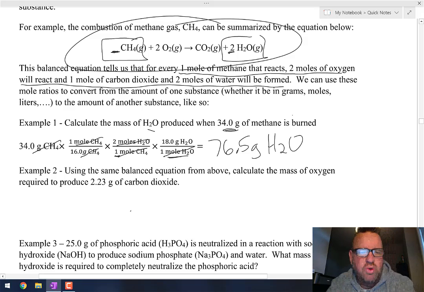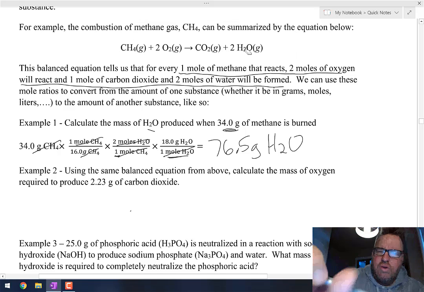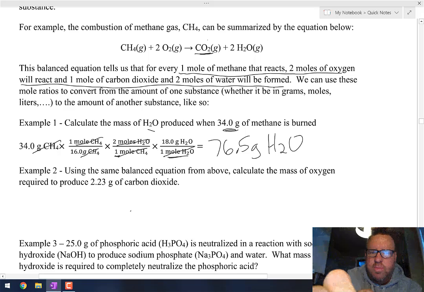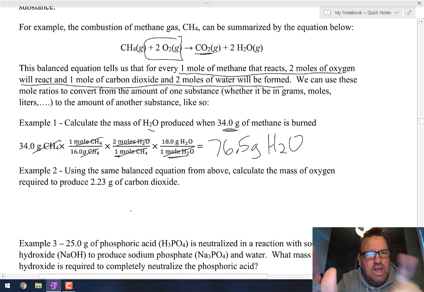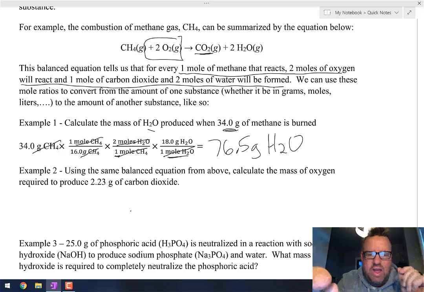Okay, example 2 says using the same balanced equation from above, calculate the mass of oxygen required to produce 2.23 grams of carbon dioxide. So notice in this one, we're actually starting with a product, and they're asking us about a reactant, which again is perfectly fine. They can start with any of those 4 and ask you about any of the other 3 that are left.